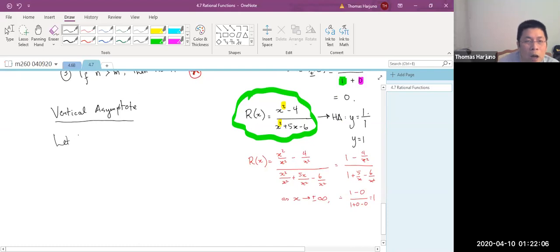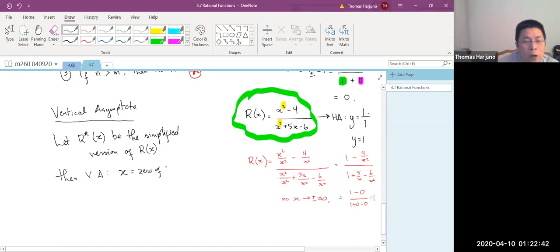Let R star of x be the simplified version of R(x). Then the vertical asymptote is given by x equals the zero of R star of x.